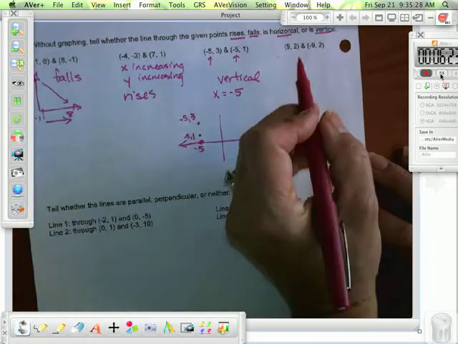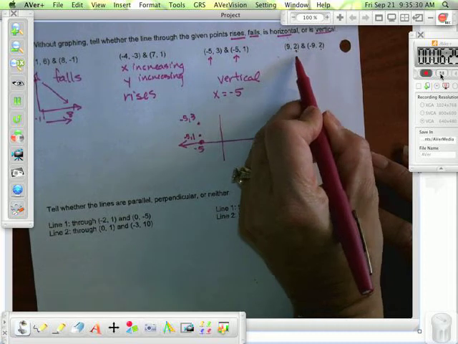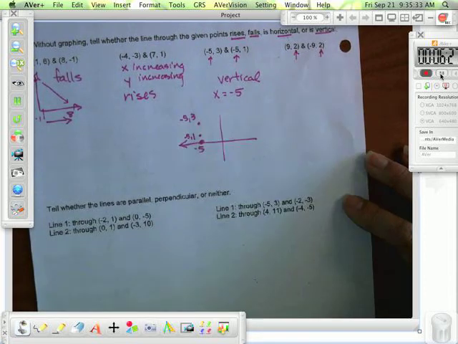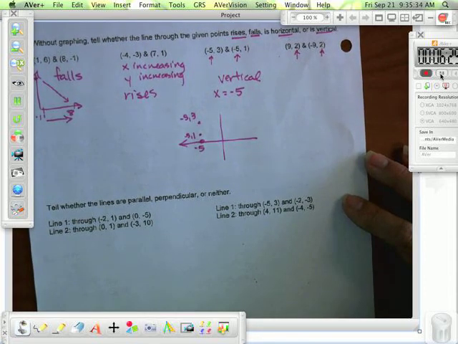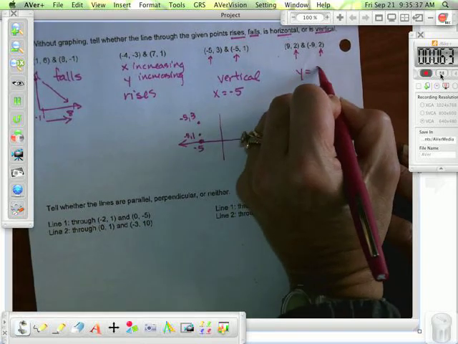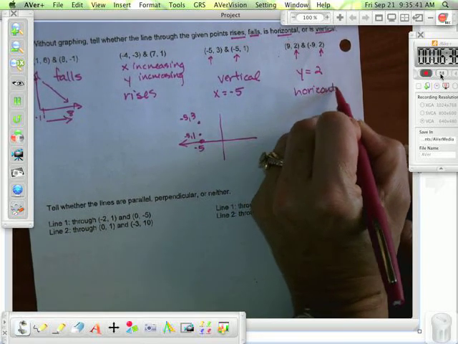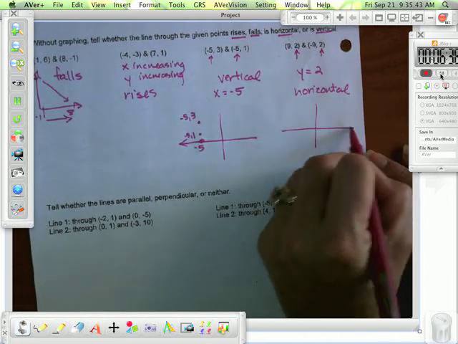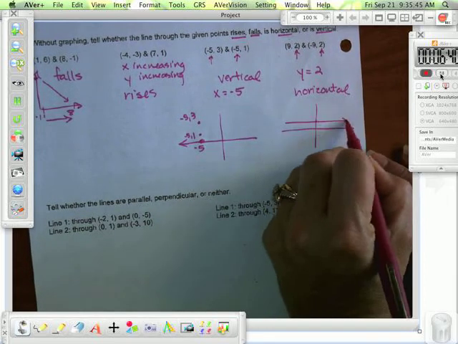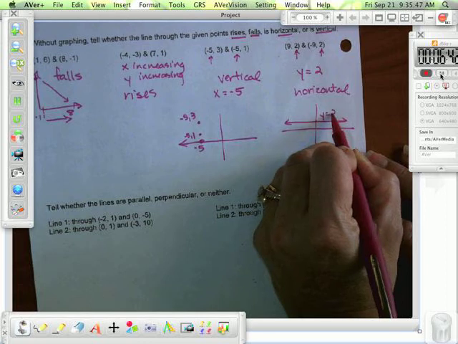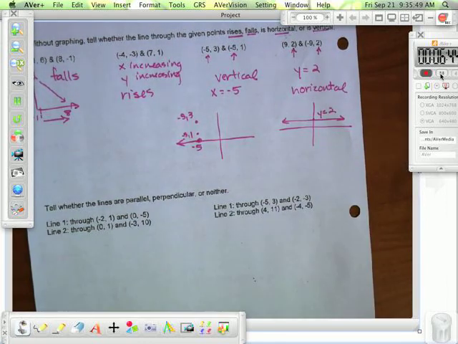How about this? What's the same here? The y's are the same. So it's going to be a what? Yeah, the equation is y equals 2. It's a horizontal line. All the y's will always be 2. So it's going to be a horizontal line of y equals 2. Okay?